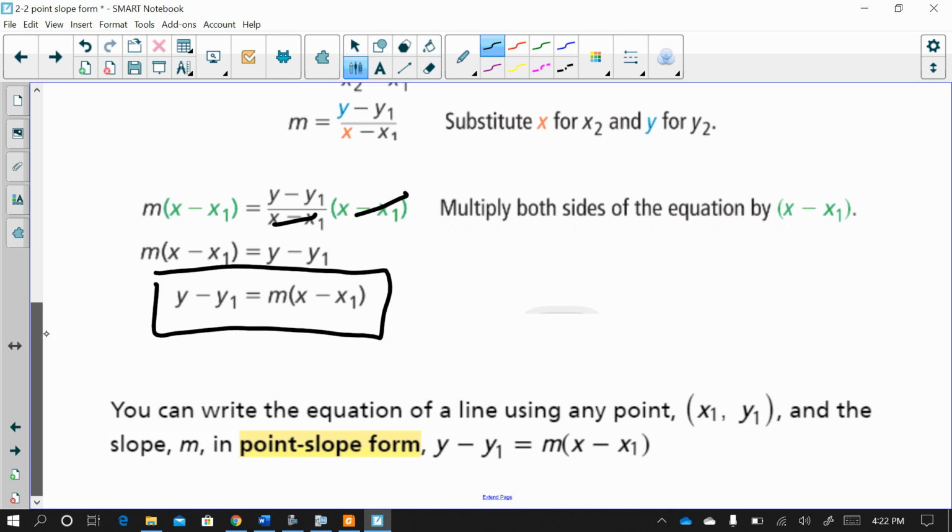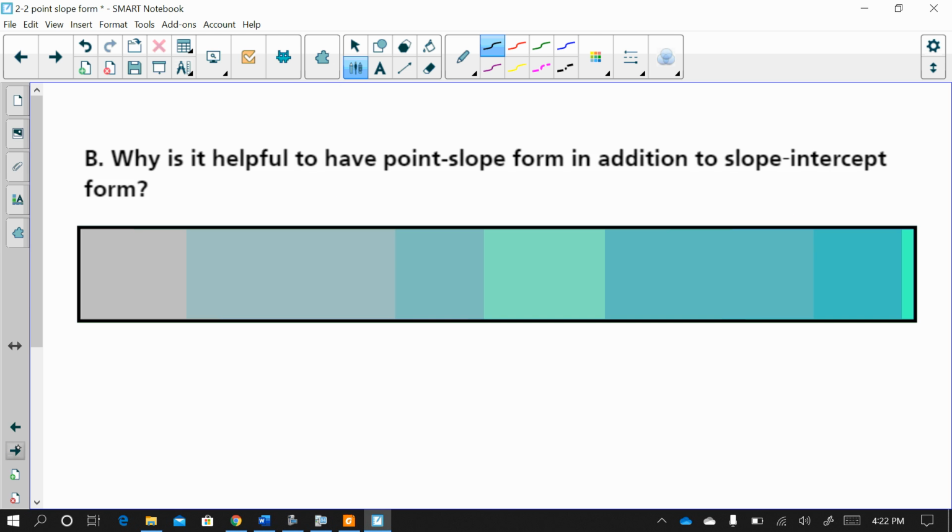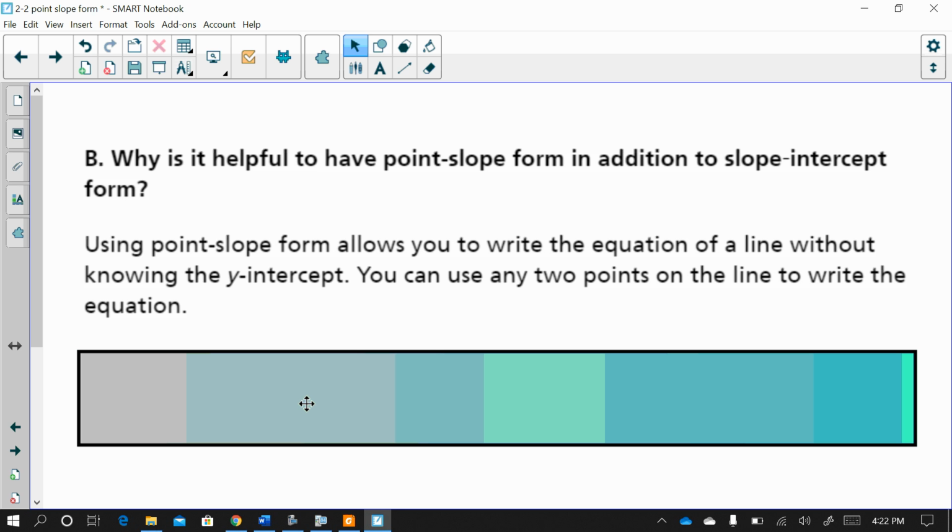So if we just know one point and the slope, we can write the equation of a line using any point and the slope in point slope form. Okay, so we don't need the y-intercept. We just need any old point. So this makes it a little easier depending on your scenario. So why can it be helpful to have point slope form in addition to slope-intercept form? Well, using point slope form allows you to write the equation of a line without knowing your y-intercept. Okay, we can use any 2 points on the line to write the equation.